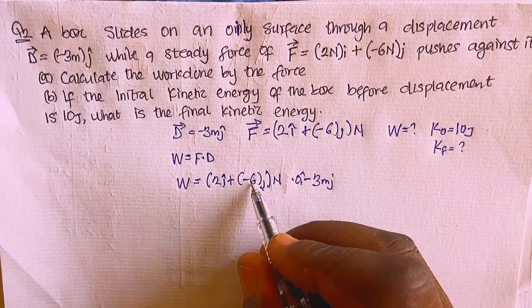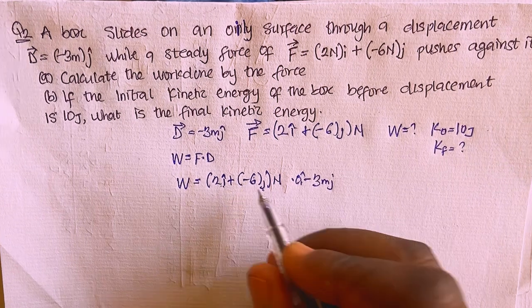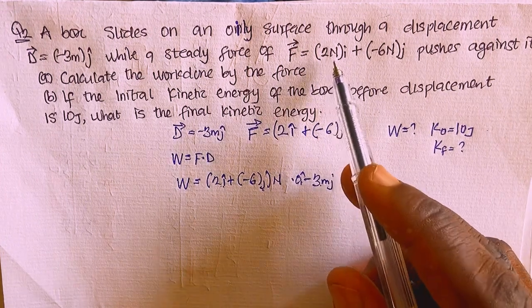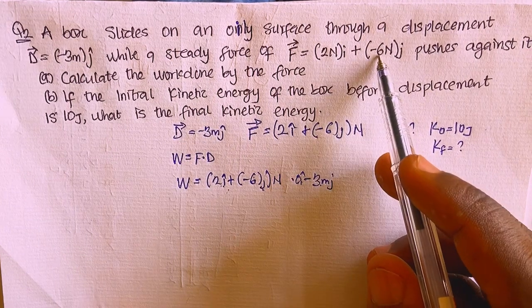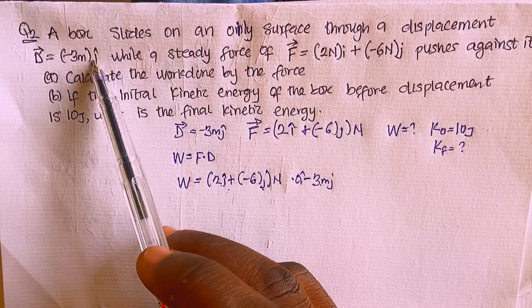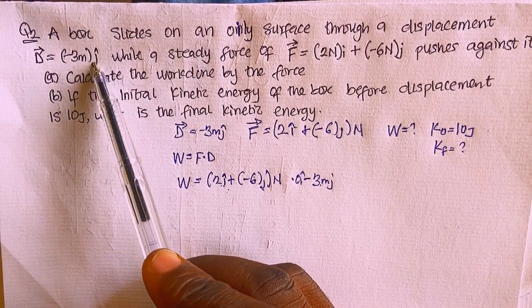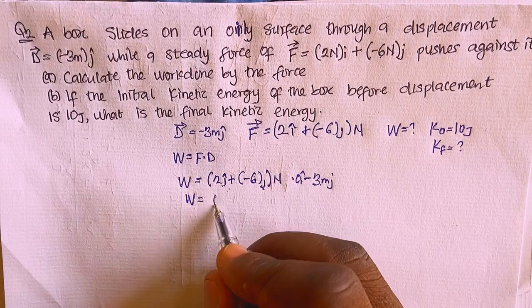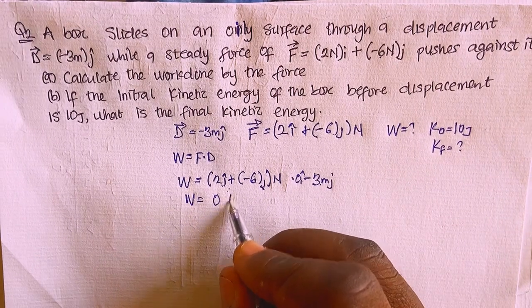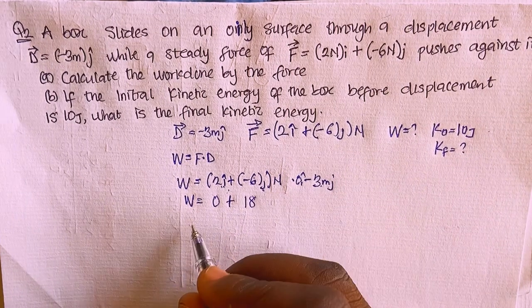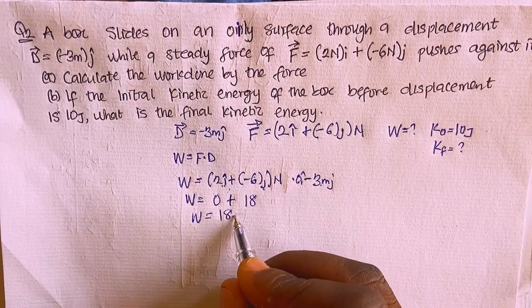So 2I multiplied by 0I is actually 0, right? Then minus 6 multiplied by minus 3. From the question, I have 2 Newton I and also minus 6 J, then my distance is minus 3 J. So here I will just multiply. My work equals 2 multiplied by 0, which is 0, then plus minus 6 multiplied by minus 3, which is 18. So our work done in this case is 18 joule.